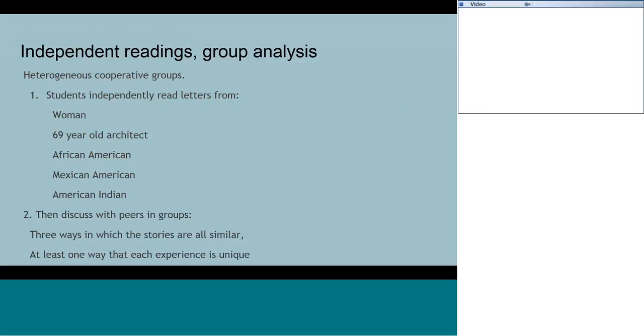To start the unit, we actually began the students with the letters, and there are a variety of perspectives, as you can see on this slide. They're mostly written at the student's level. It's good for a middle school level. And working in groups, the students can compare and contrast the experiences of people. Next slide, please.